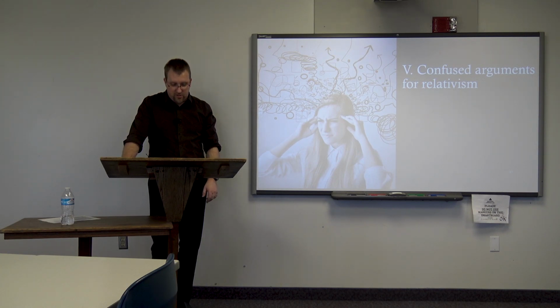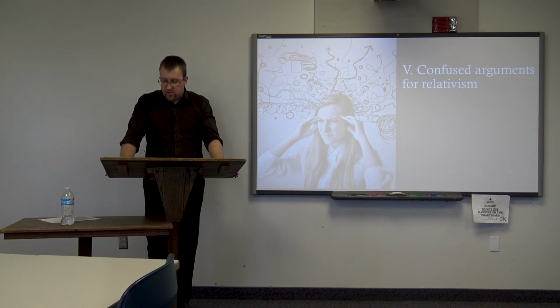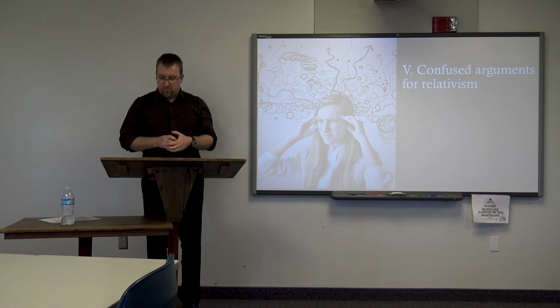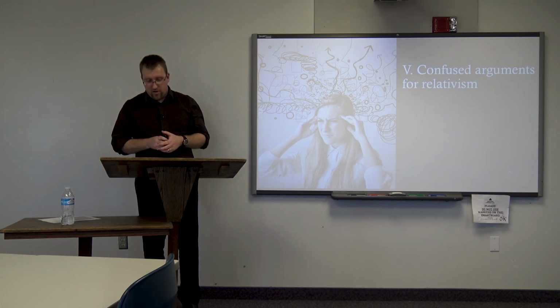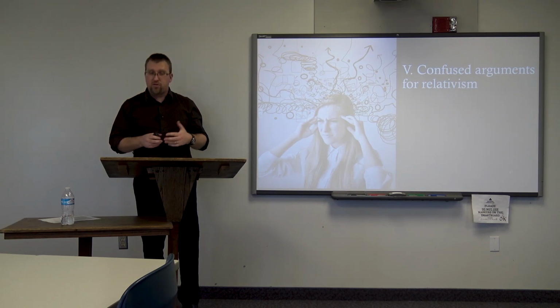A, the argument from disagreement. And this is the main argument for cultural relativism. This is the one that people use more than any other argument. And it's a simple argument. It goes like this. Premise 1, different cultures have different moral codes. Conclusion, thus there are no objective moral truths. There are no universal moral truths that apply to all people at all times.